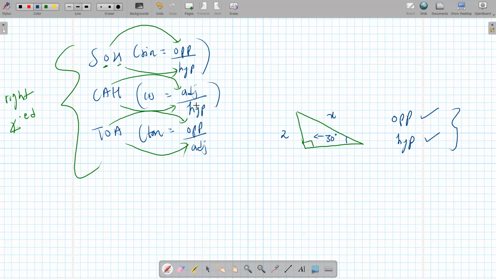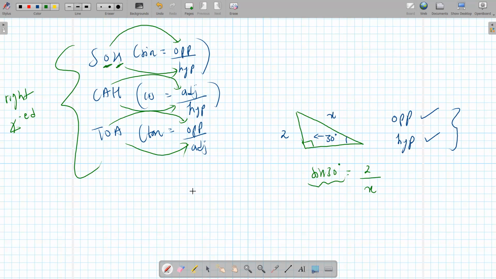Which one uses the opposite and the hypotenuse? It's going to be sine. The first one. Yeah, sine is opposite. So you're going to set it up. So sine of 30 degrees, okay, like that is equal to the opposite, which is 2 over x, like that. And sine of 30 is a constant.